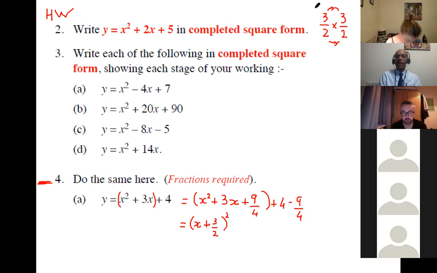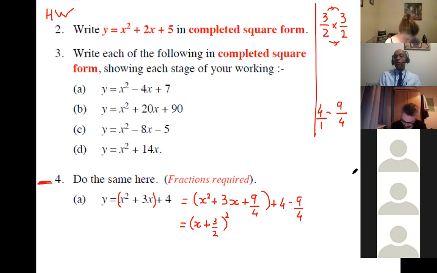So I'm going to use the side of the paper here so that you see how we do 4 minus 9/4. You try and make that 4 or 4/1. First thing first, you make it as a fraction. A 4 is a 4/1.